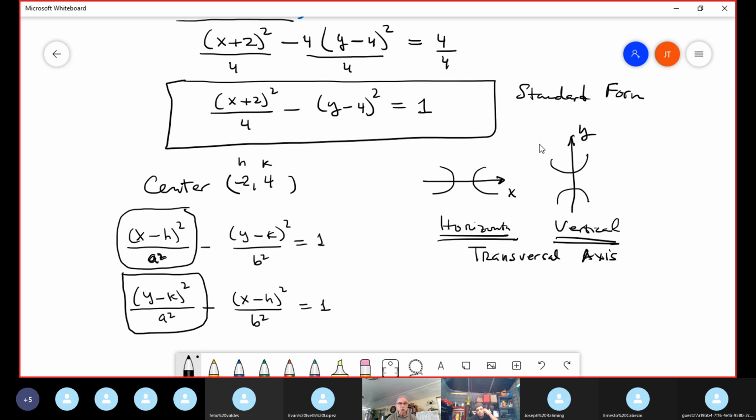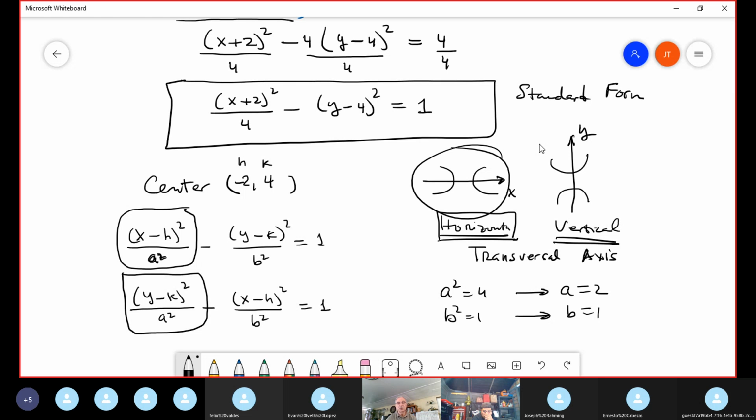So the conclusion, look at this equation. This is a horizontal hyperbola, and a squared is 4, therefore a is 2, and b squared is 1, therefore b is 1. Our hyperbola looks like that, horizontal. And the center is located at the point -2, 4.